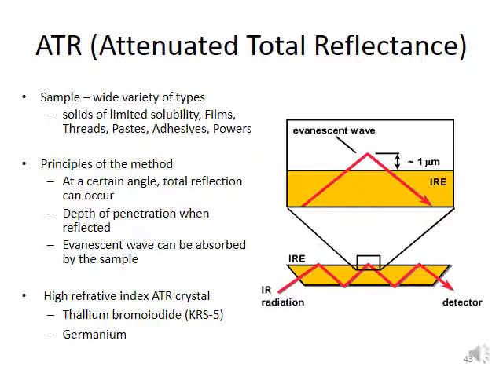So the basic concept of attenuated total reflectance is that at a certain angle, total reflection can occur. When it occurs, it will have a depth of penetration when reflected. So you can see from this IR radiation, it goes here and then to your sample, and then directly to the detector. After that, the evanescent wave can be absorbed by the sample. So here the wave that comes from the IR radiation will be absorbed, and then it will go directly to the detector.